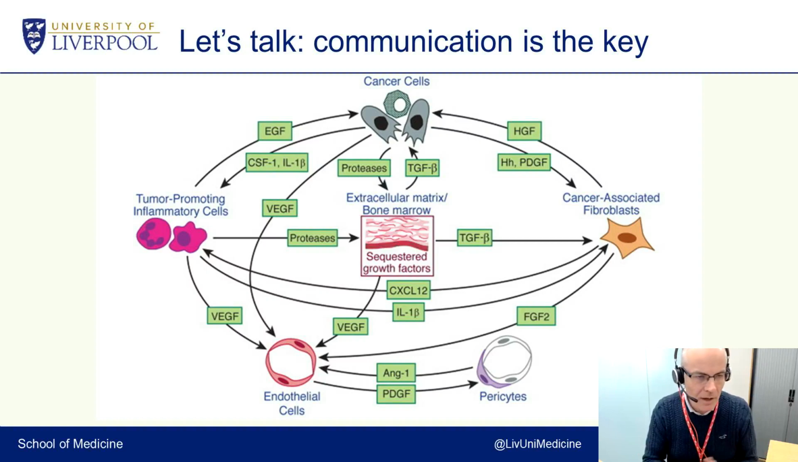And so the whole thing is a very rich matrix, if you like, of communication between all these different cell types. And in the centre of this is the extracellular matrix, and perhaps even the bone marrow, because some of the cells that are important and come in to the tumour microenvironment may well have originated in the bone marrow. So there's quite widespread signalling which may actually extend beyond the bounds of the tumour.